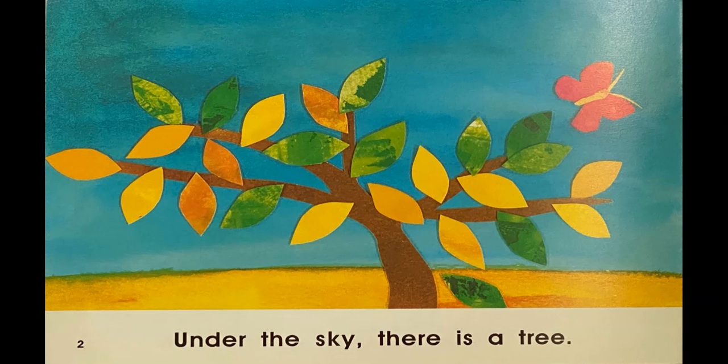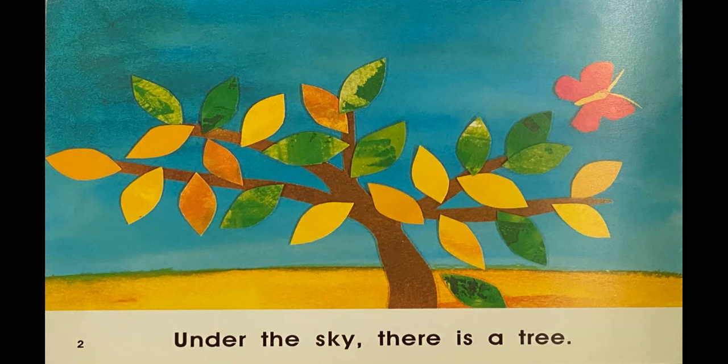Under the sky, there is a... And I would pause to see if my student would be able to look at the picture and infer that the next word would be tree. So under the sky, there is a... And wait to see if they would say tree. If not, but you know that they're capable of doing it, then I would maybe say the beginning sound of the word. So under the sky there is a... Maybe use my hand to do the sign for tree and see if that helps them to say tree. If not, I would just model it.